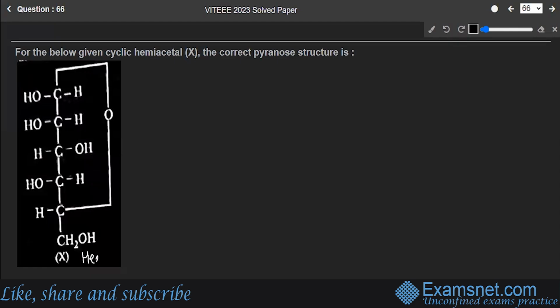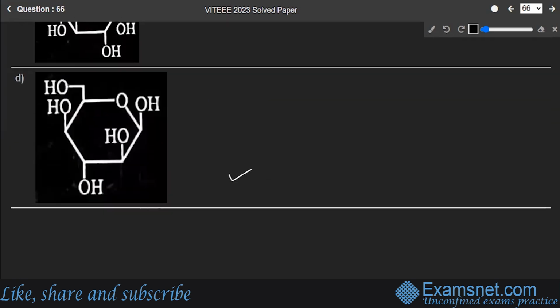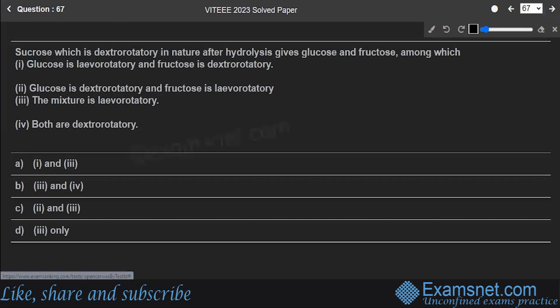This is your X, this is hemiacetal. The corresponding aldopyranose structure is given by this. Over here, you have an OH group. Here is your O. You have OH over here also, and here, and here, and here. So this matches with D option. Hope you understood this. Next is question number 67.